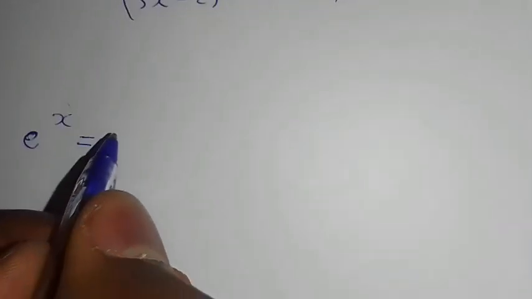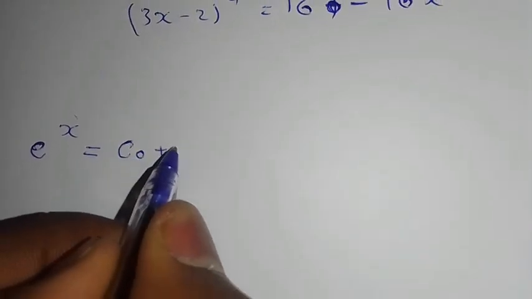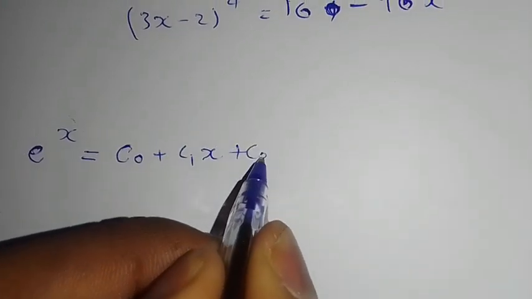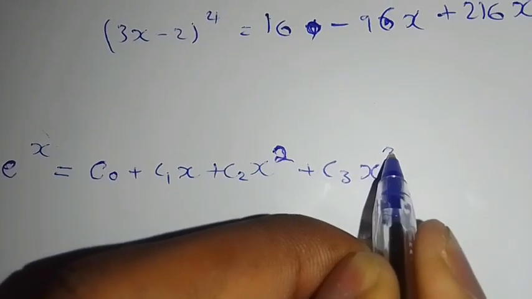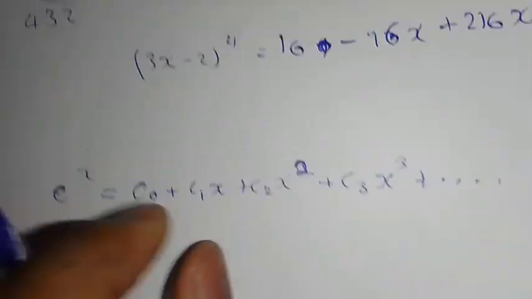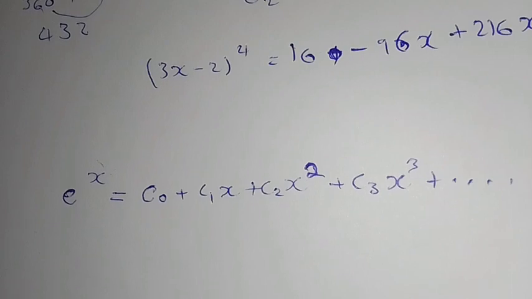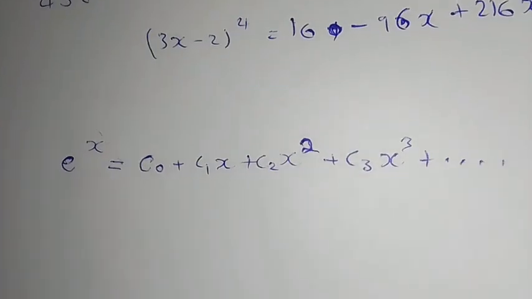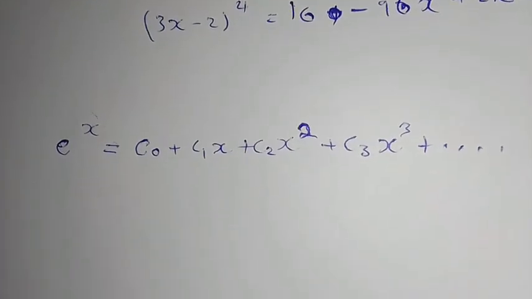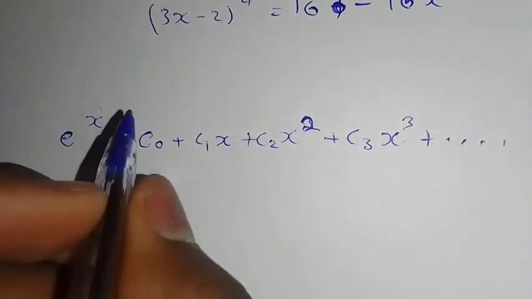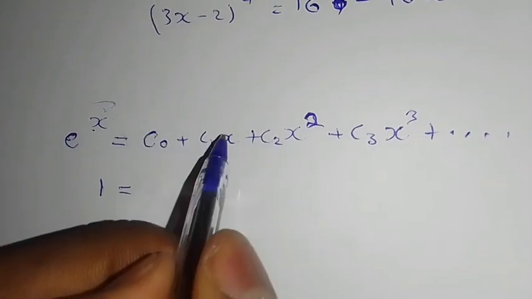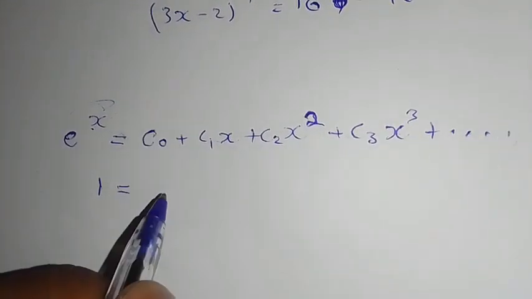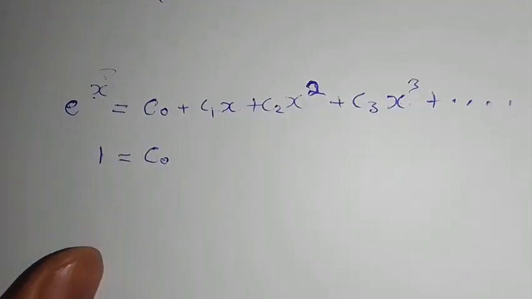Then with e to the x, it's not a polynomial, but we can do the same thing basically and say c naught plus c1x plus c2x squared plus c3x cubed plus, and we go on up until infinity, because this is not a polynomial, so we'll have an infinite number of terms that can express that. Notice something here. With e to the power of x, if you plug in 0, e to the power of x becomes 1. And if you plug in 0, every x term is just going to be 0. Then we end up with c naught being equal to 1.